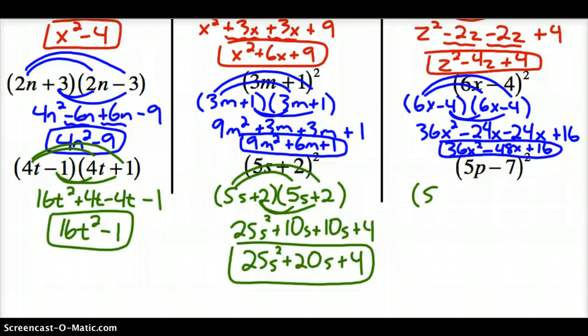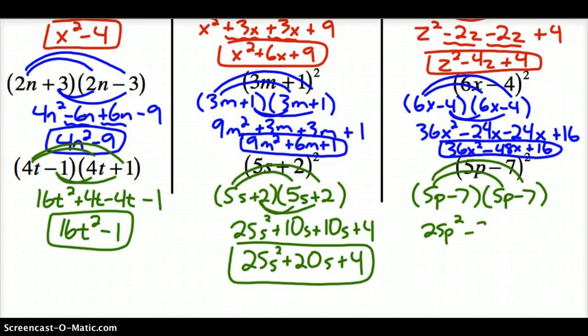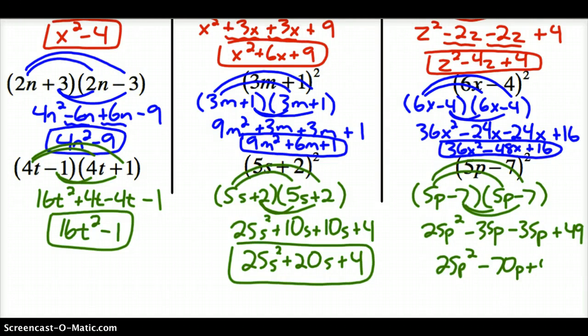Okay. And then finally, this last one here, 5p minus 7 squared. I'll write this as, again, the product of two binomials. I'll go ahead and FOIL to get 25p squared minus 35p. And again, these numbers in the middle keep matching here. Minus 35p again, and then negative 7 times negative 7 is actually going to be a positive 49. Okay, and when I add these numbers up, I'll get 25p squared minus 70p plus 49.